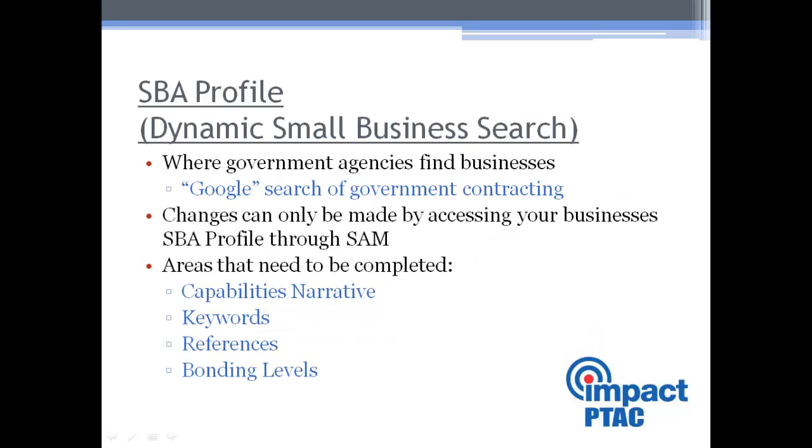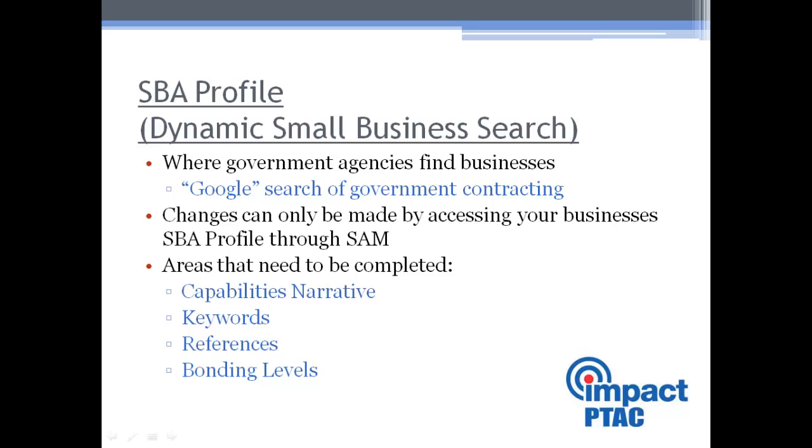The SBA profile is a database used by government contracting officers and prime contractors to find potential businesses for upcoming contracts. Most of the information on SBA profile is pulled from a company's SAM profile, except for the capabilities narrative, keywords, references, and bonding levels which need to be completed by accessing your SBA profile. This is done by logging into your SAM registration and clicking on the SBA profile link on the second to the last page of the registration. Many companies are unaware of SBA profile and don't complete it, but it is very important because it is the primary website where agencies do their research to find capable businesses for future contracts.